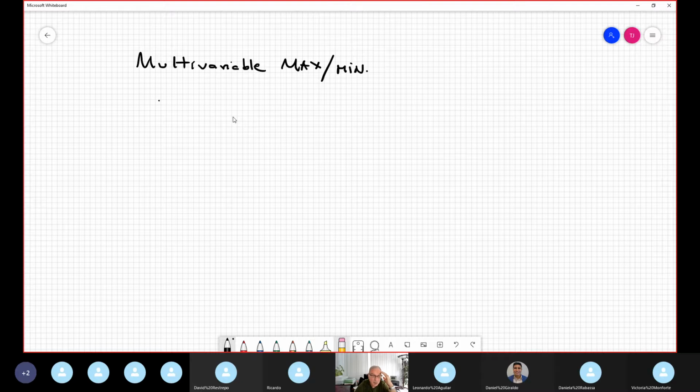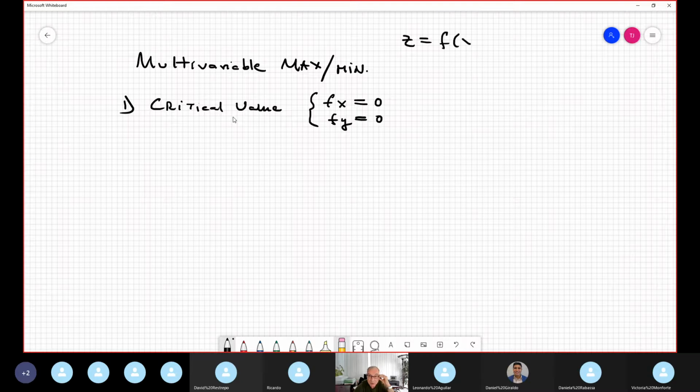Okay, you find the critical value. Step 1: find the critical value. Well, the critical value is, you take two derivatives: the partial derivative with respect to x equal to 0, and the partial derivative with respect to y equal to 0. The original function is given, c is equal to f of x comma y.